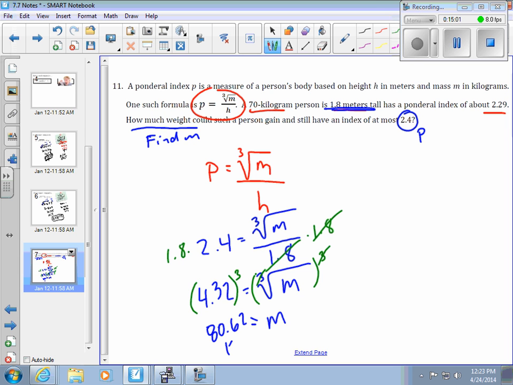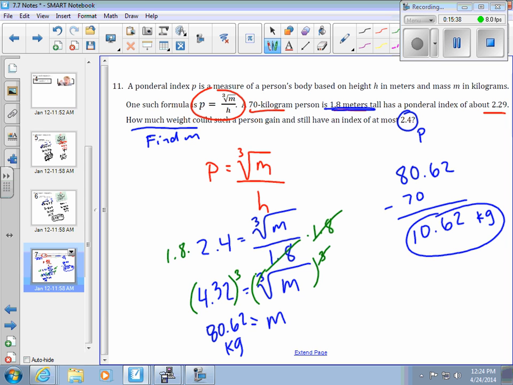So it looks like that person could weigh up to 80.62 kilograms. Now, is that the answer? Well, it says how much weight could a person gain and still have an index of at most 2.4? Well, they can get up to that weight. They started at 70 kilograms, so how much could they gain? I think to answer the question here, we have to do a little subtraction. If we subtract the original weight from the weight they could have at this index, we would get they could gain up to 10.62 kilograms. So that would be the answer.